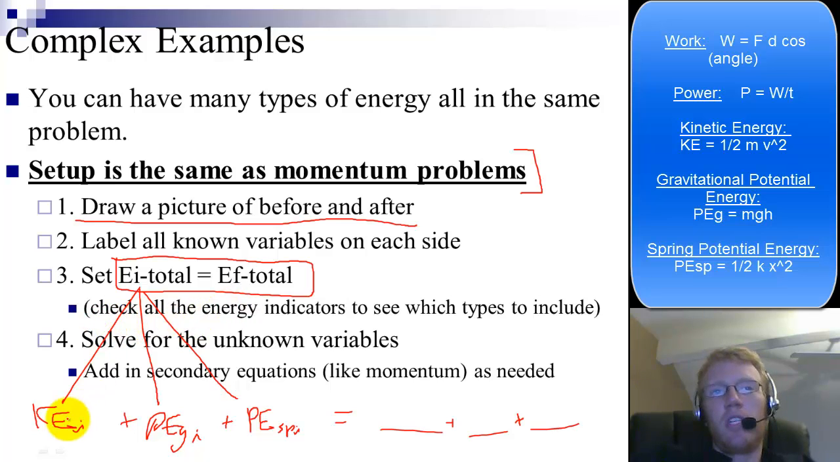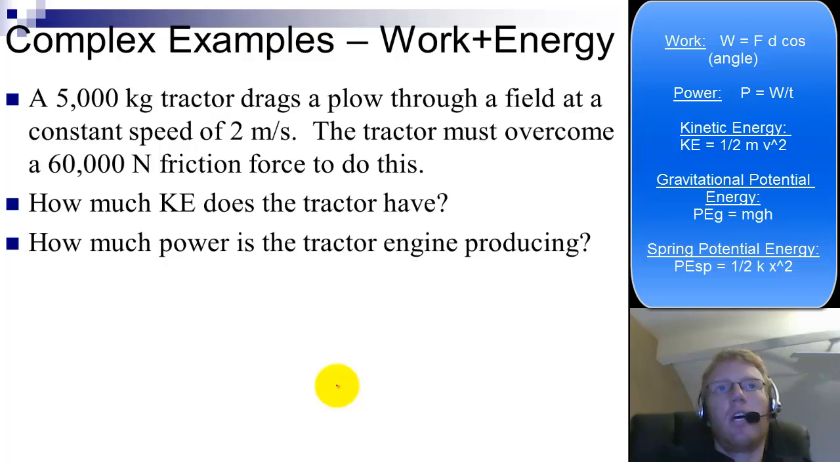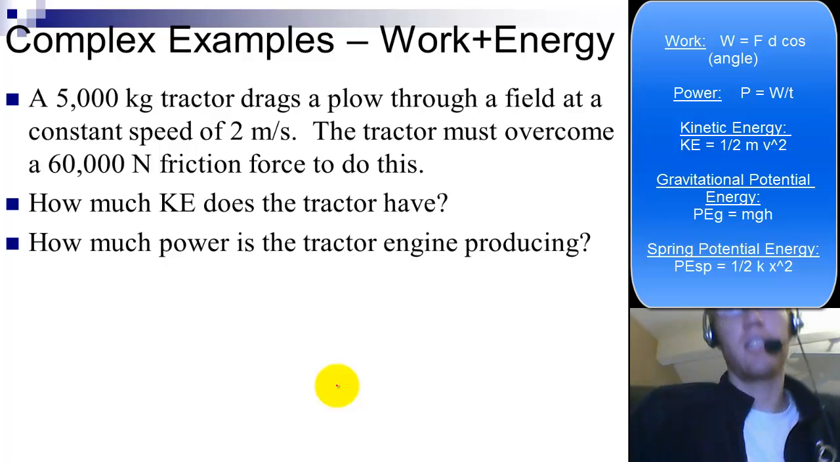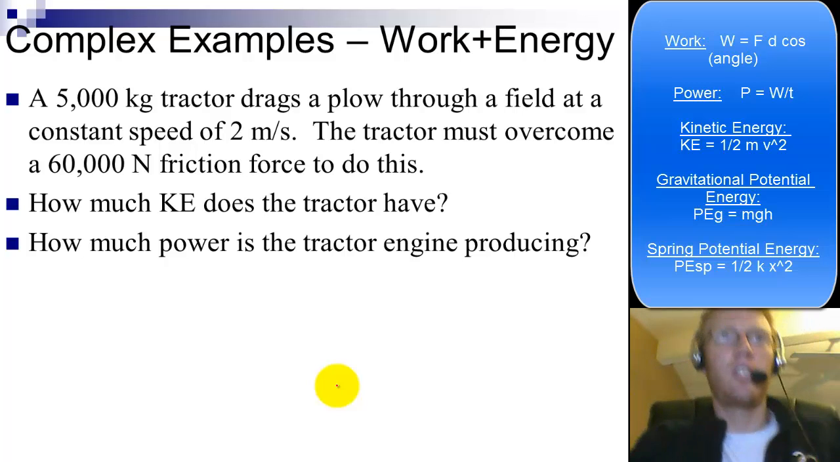And the way that you see which ones to include is by checking the indicators. Remember what the indicators are. For kinetic energy, it's things moving. For potential energy of gravity, it's how high things are. And for springs, it's how much they're stretched or compressed. Finally, you can solve for the unknown variables in this bigger equation. And maybe you have 2 unknowns, then you need to bring in a secondary equation such as P initial equals P final. Okay, complex examples. So this is our last 2 examples before the end of the lecture.